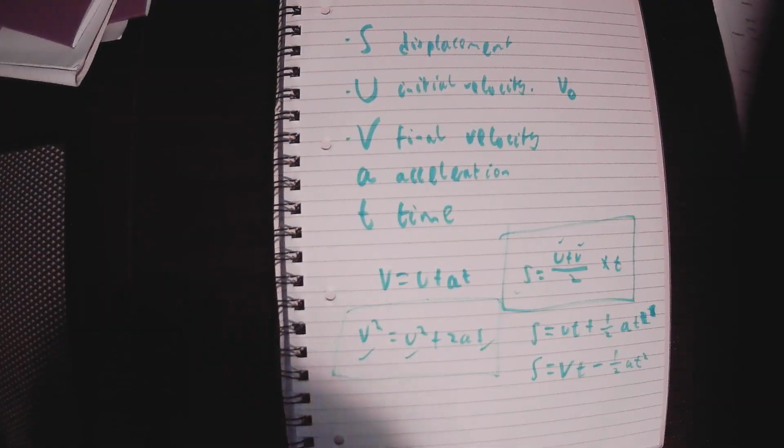And yeah, those are the equations of constant acceleration, or SUVAT, and that is how they work. And we use these to describe the motion of an object.